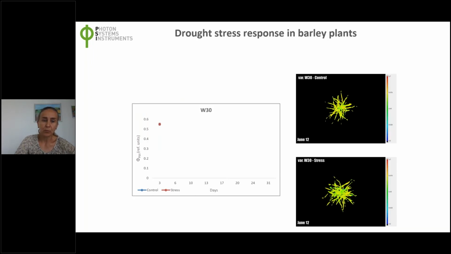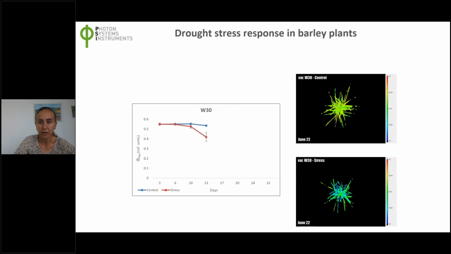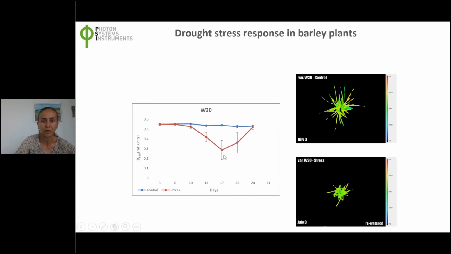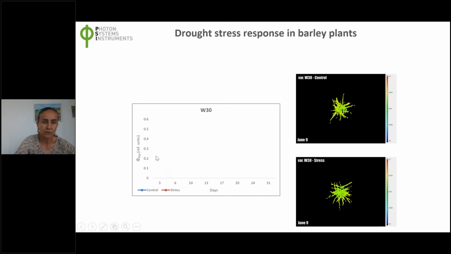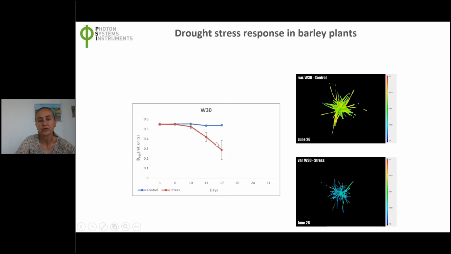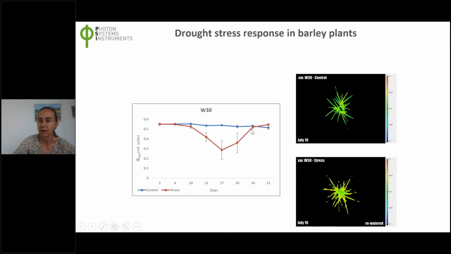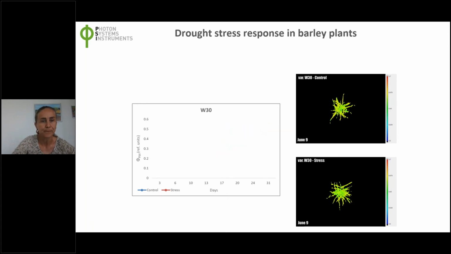And here, one more example, in a different type of plants, not talking only about Arabidopsis all the time, but looking at the drought stress response in barley plants. You can see the progression of the drought stress response here, measuring only a light adapted short protocol for obtaining PS2 operating efficiency. On day 17 the plants were rewatered, and you can see a nice recovery of the plants in time.